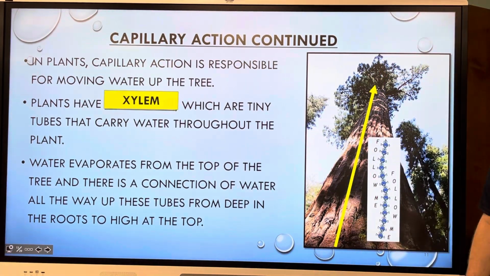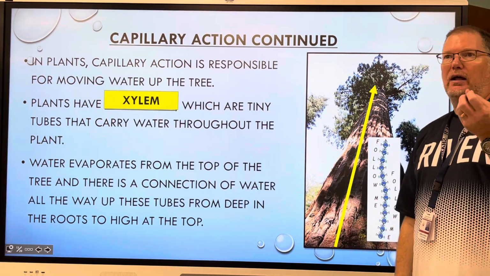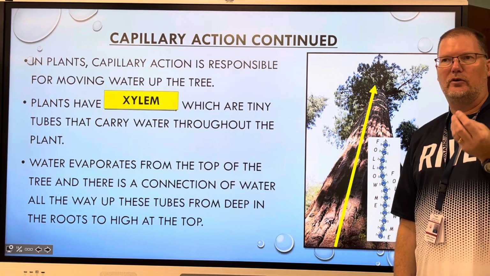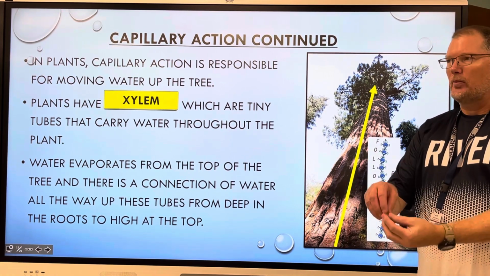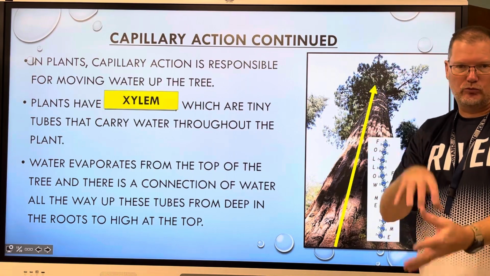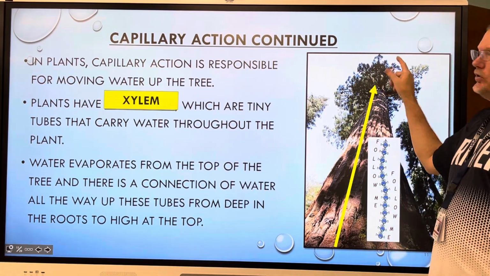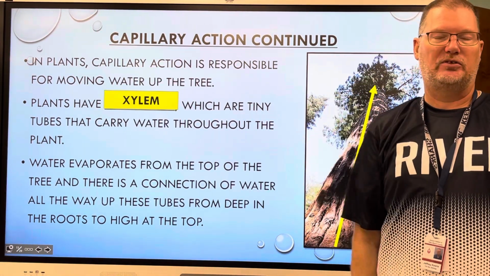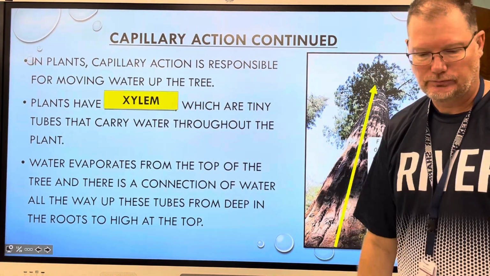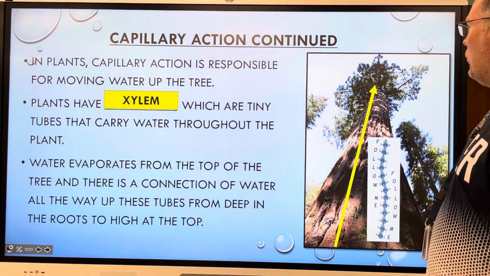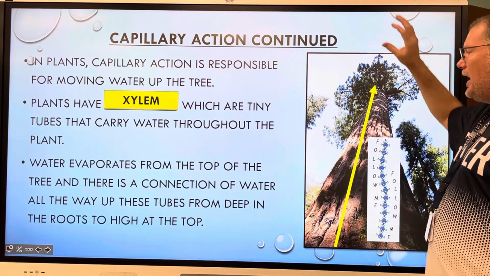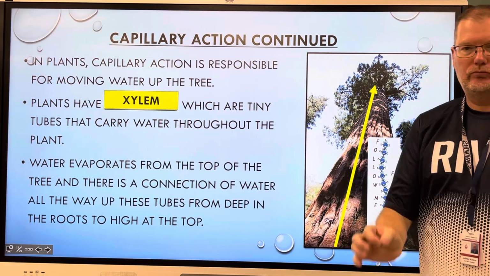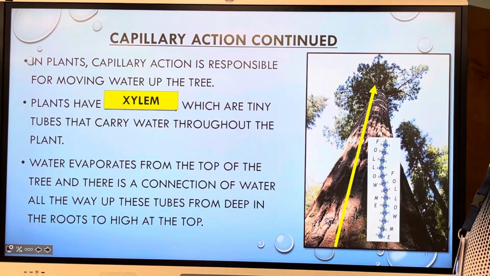Okay, and so those are tiny tubes in a plant that act like capillary tubes, and because of water's cohesive properties, it's easy for a plant to get water from the roots all the way up to the leaves at the top. Even those really tall sequoia trees out in the Pacific Northwest that are like 300 feet tall. So if the water is evaporating from the top, it has to be replaced from the roots. And so the xylem carries it up because of capillary action.